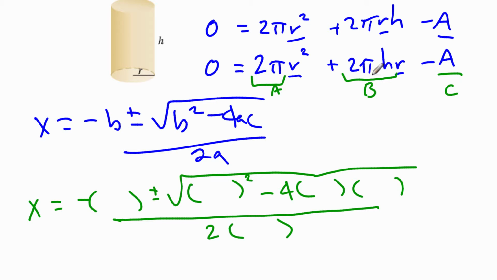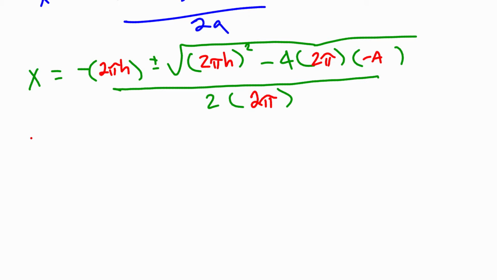Okay, so now let's plug stuff in. b is this part, 2 pi h. 2 pi h. And then another 2 pi h here. And then a is 2 pi. And then c is negative a, all over 2a. So 2 times 2 pi. That was a, right? Yep.